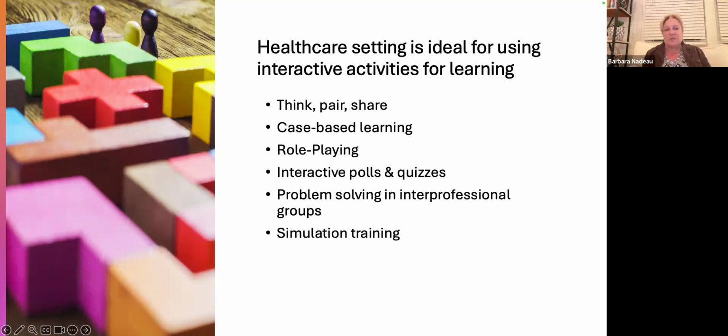And then simulation training. Simulation training is a little bit more complex, but it's a great way to practice skills, to demonstrate proficiency of skills. And there are some settings where people actually have access to mannequins and simulation suites and things like that. So if you have that, that's a wonderful addition to training.